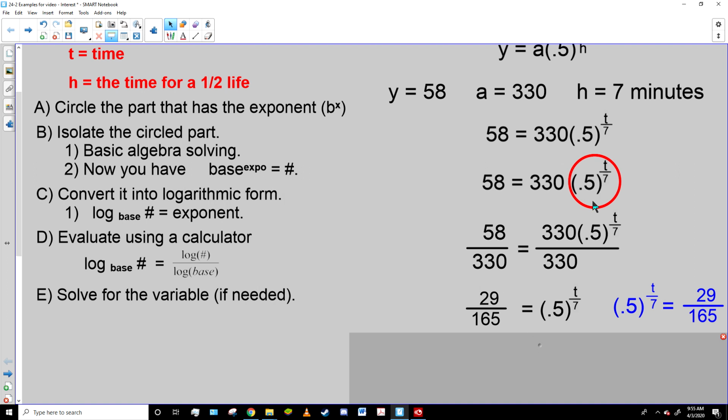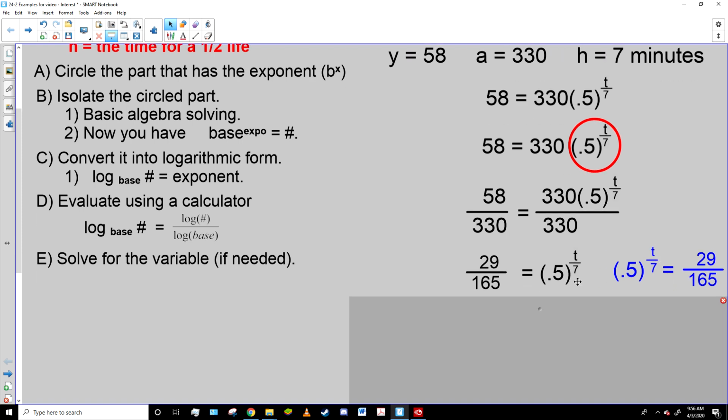Now that I have isolated that circled part, you now have base of an exponent equals a number. And so now we just convert it into log form. The log form is when you switch these two places. This becomes the base of your log, and these two switch. But this is written backwards from what we're used to. We're used to having the exponent part on the left and the number part on the right. So I rewrote it like this. You don't have to, but I did. And these two are the two that are going to switch places. So again, log base 0.5, and then the t over 7 and the 29 over 165 switch places.